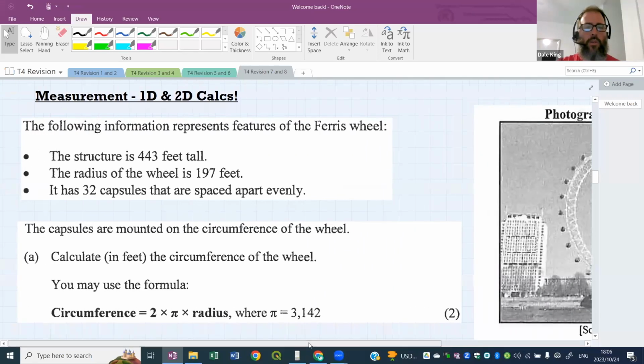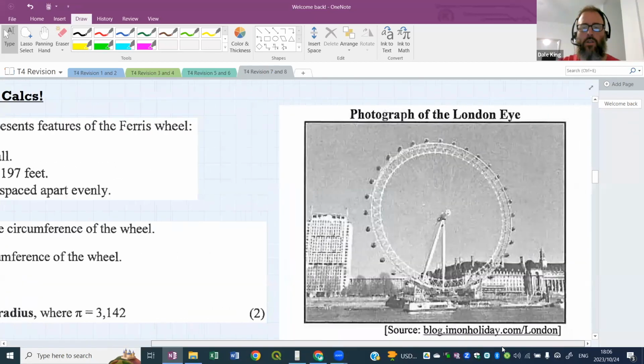All right, so there's information that we have here underneath, 3 points that we're looking at. It says the structure is 443 feet tall, the whole structure. It says the radius of the wheel is 197 feet, and it has 32 capsules that are spaced apart evenly. All right, so there is the wheel, and you can see the little capsules. These little dots there around the wheel are capsules, and people can stand in there and look out over the whole of London as that wheel turns around.